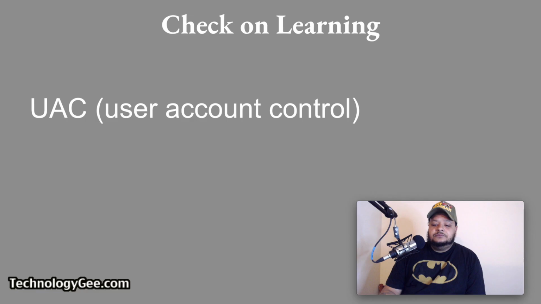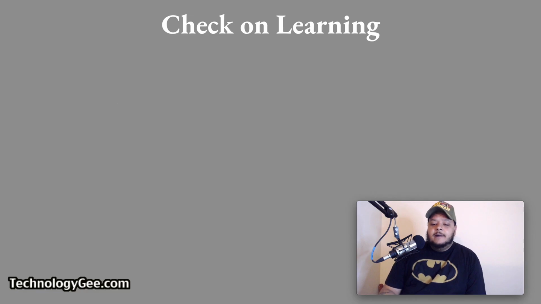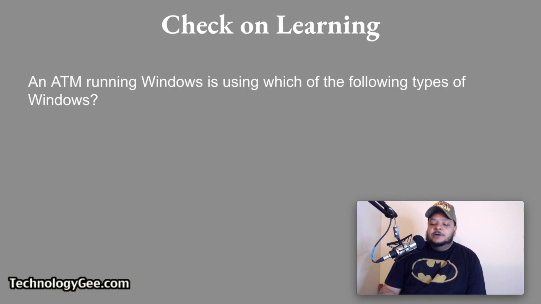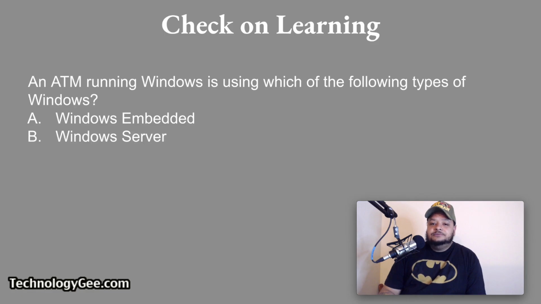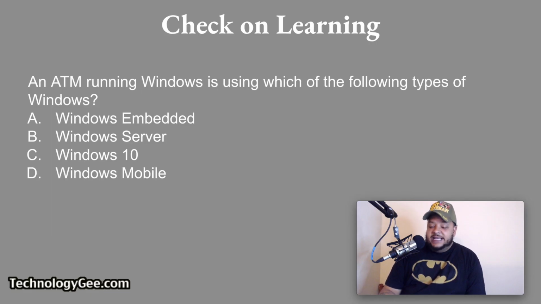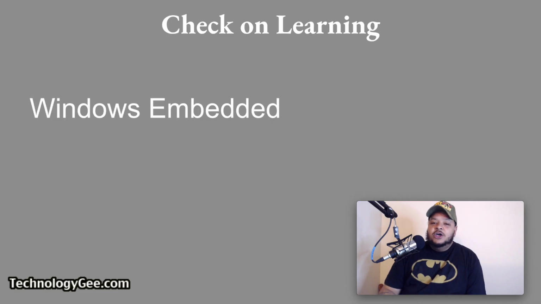Question number 2. An ATM running Windows is using which of the following types of Windows? Is it Windows Embedded? Is it Windows Server? Is it Windows 10? Or is it Windows Mobile? An ATM machine is running which of the following types of Windows systems? It will be Windows Embedded.